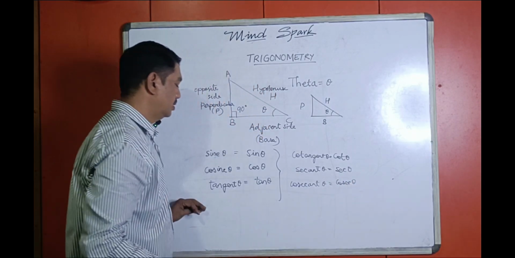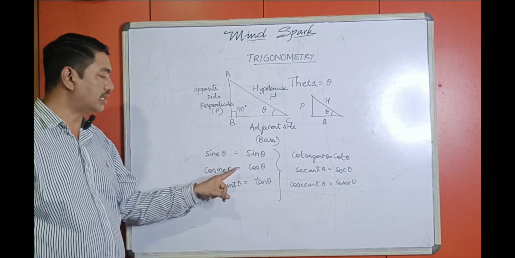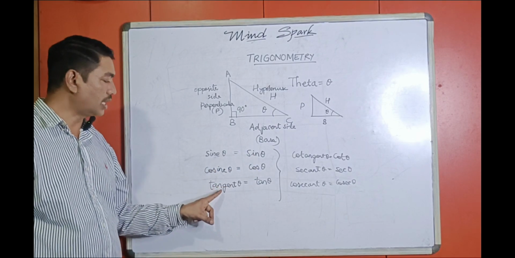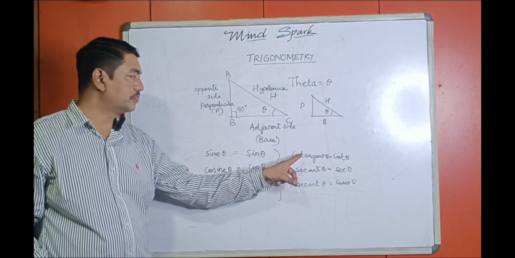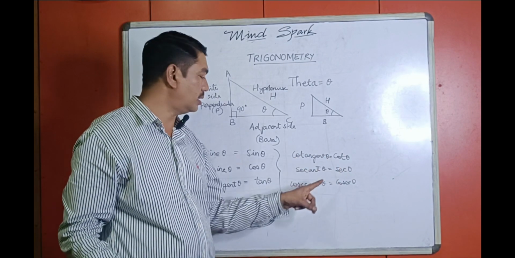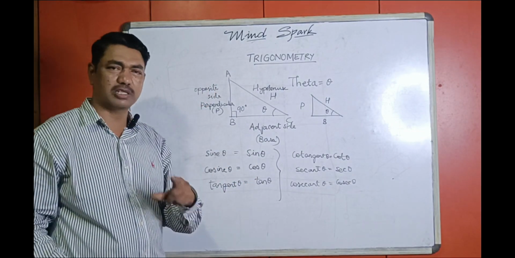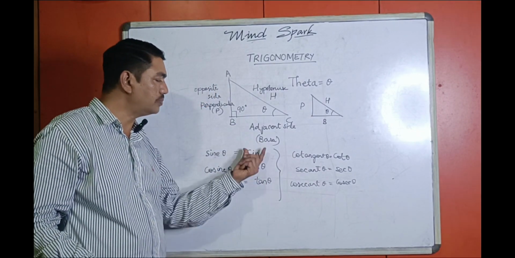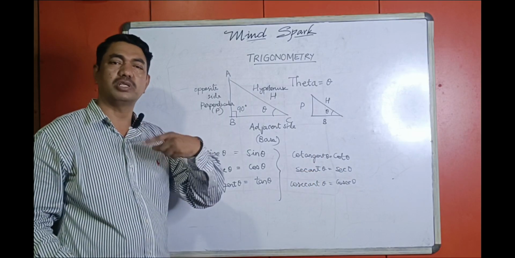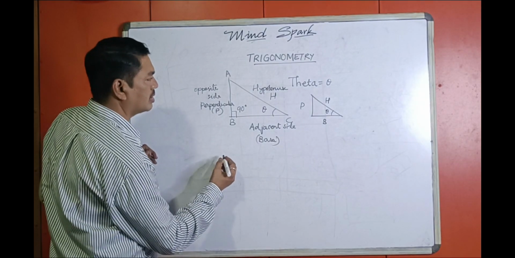Okay, so sine theta is the full form, sin theta. Cosine theta is cos theta, short form. Tangent theta is tan theta, and cotangent theta is cot theta. Secant theta is sec theta. Cosecant theta is cosec theta. These are the short forms. In the textbook we are going to use only the short form, but in pronunciation you have to pronounce it fully. Okay, what is sin theta?